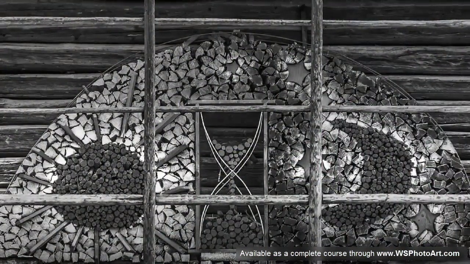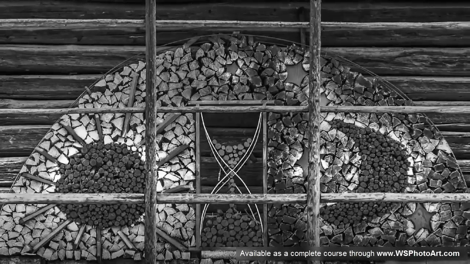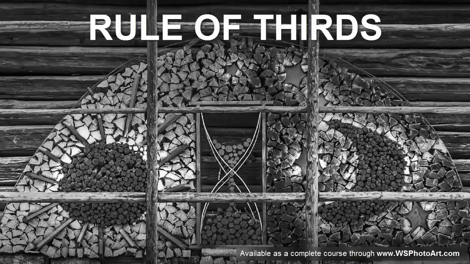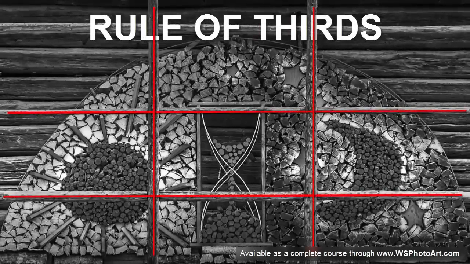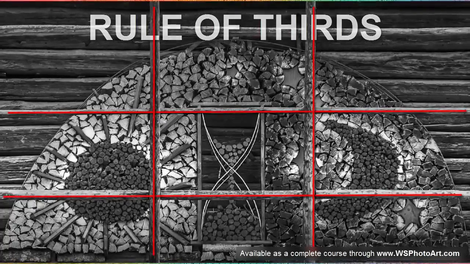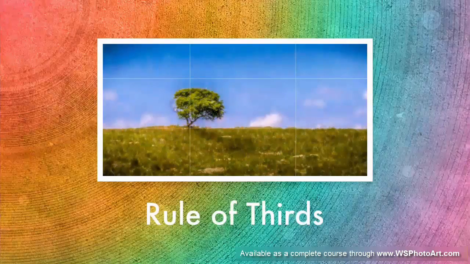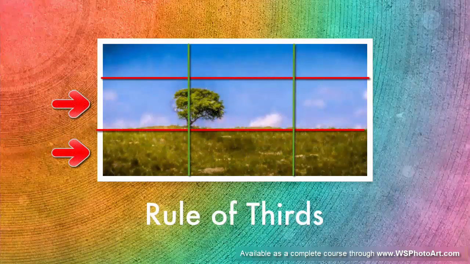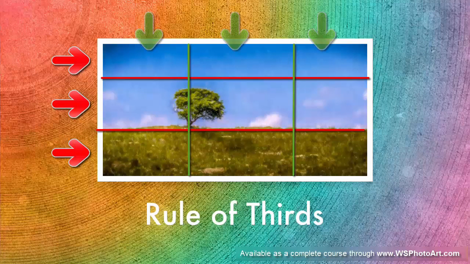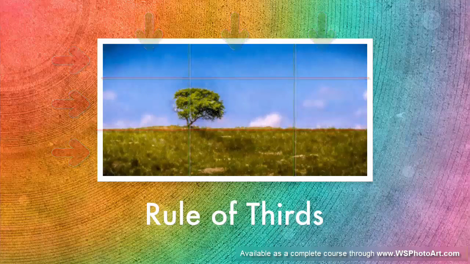To help you in composition, there's a rule called the rule of thirds, and it's like laying a grid on top of your image before you even take it. The rule of thirds breaks your image into, well, thirds. There are 3 sections horizontally and 3 sections vertically.